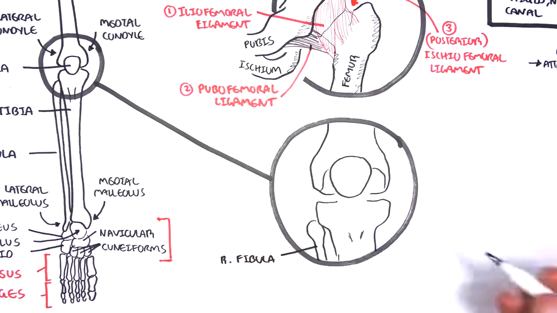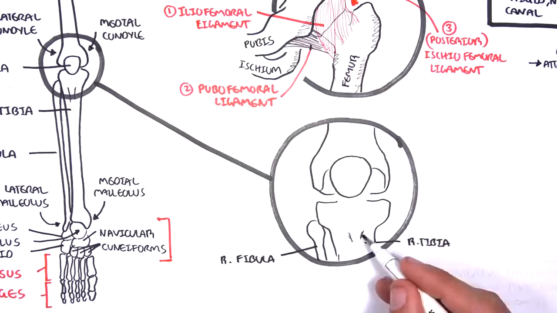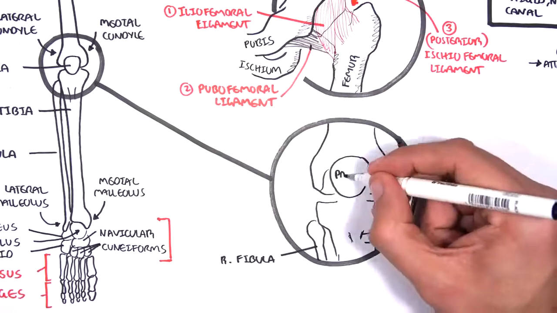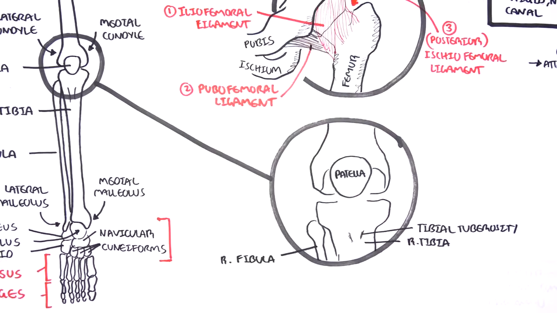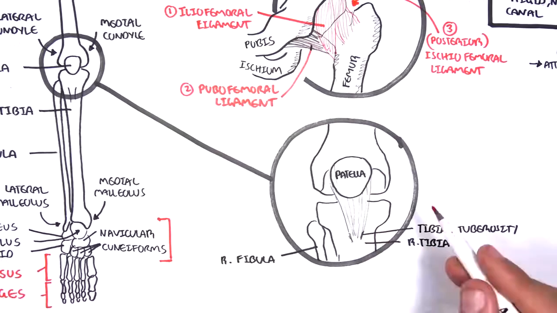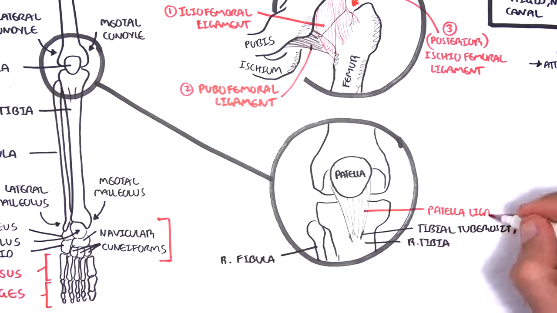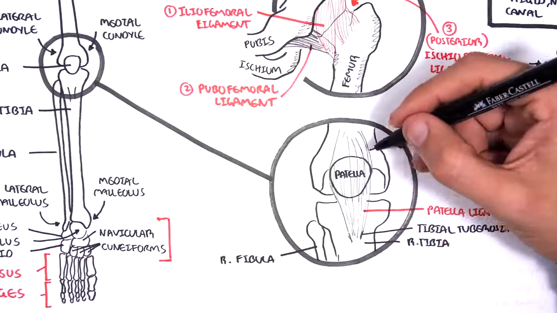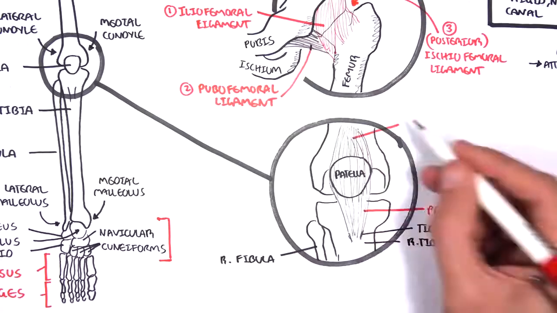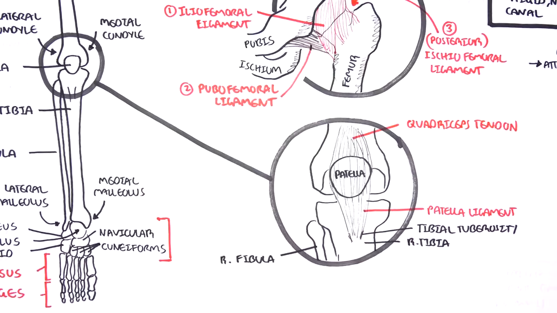So here is the right fibula, the right tibia, the tibial tuberosity, and the patella. There is a patella ligament, which is a continuation from the quadriceps tendon. The patella ligament attaches and continues with the tibial tuberosity. And as mentioned, the patella ligament is actually a continuation of the quadriceps tendon, which is formed from muscles of the anterior thigh, which includes the quadriceps femoris and the vastus muscles.